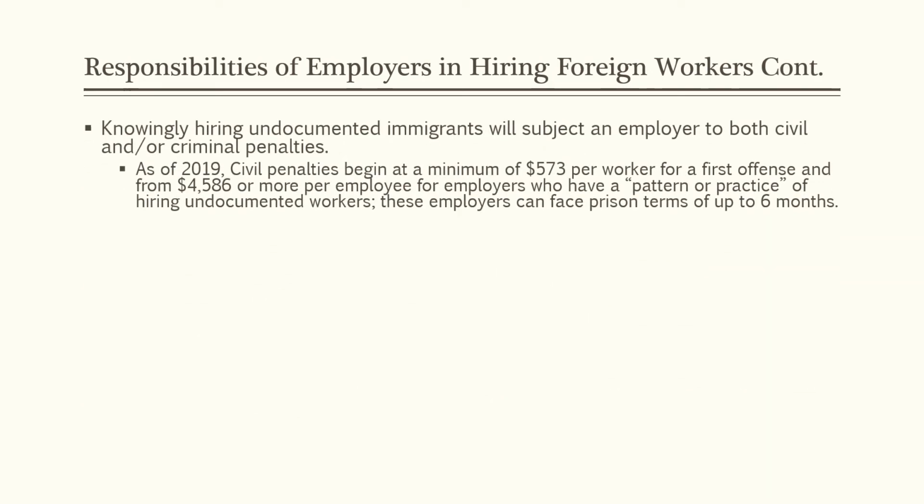Knowingly hiring undocumented immigrants will subject an employer to both civil and/or criminal penalties. As of 2019, civil penalties begin at a minimum of $573 per worker for a first offense and from $4,586 or more per employee for employers who have a pattern or practice of hiring undocumented workers. These employers can face prison terms of up to 6 months.